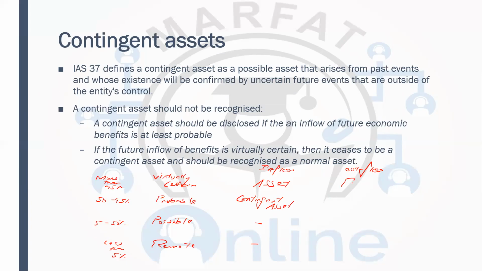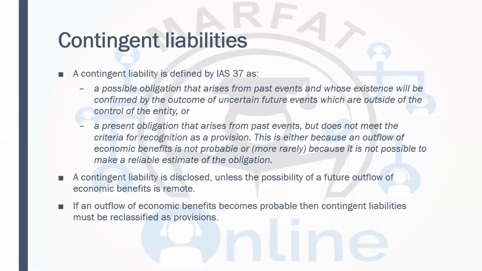If the outflow is virtually certain, then certainly you have to record the provision. Similar is the case with probable, you have to record the provision. But if the outflow is possible, then you should disclose the contingent liability, but you cannot record the liability itself. And if the outflow is remote, then no treatment. This is what you need to study. A contingent liability is defined as a possible obligation that arises from a past event whose existence will be confirmed by the outcome of uncertain future events which are outside the control of the entity.